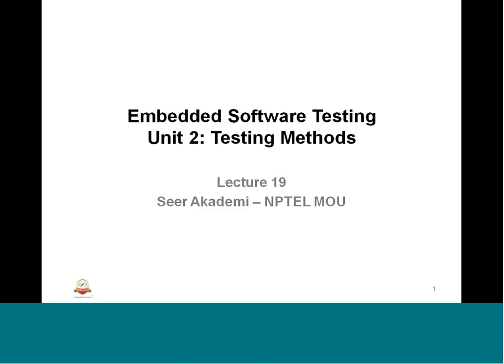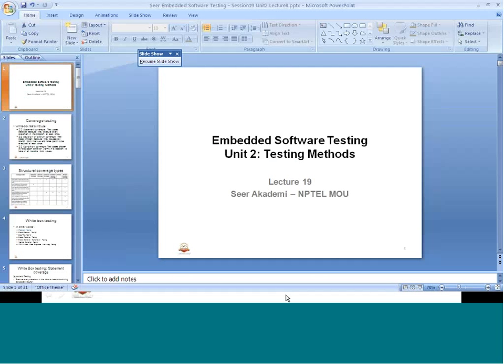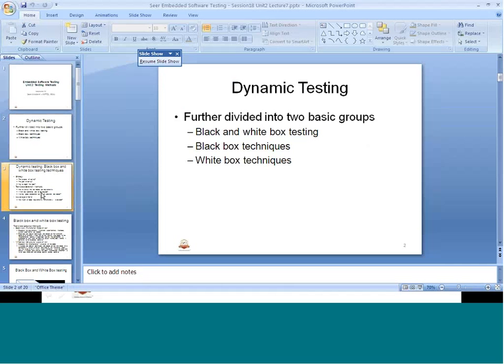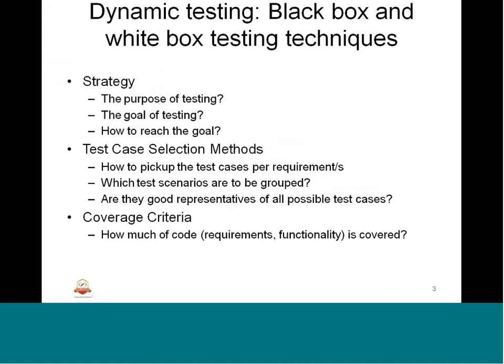In the previous session, we understood some of the basics of dynamic testing in terms of white box and black box. We need to have a strategy, test case selection methods, and coverage criteria. These are very important aspects for doing white box and black box testing. We also studied the differences between white box and black box testing.